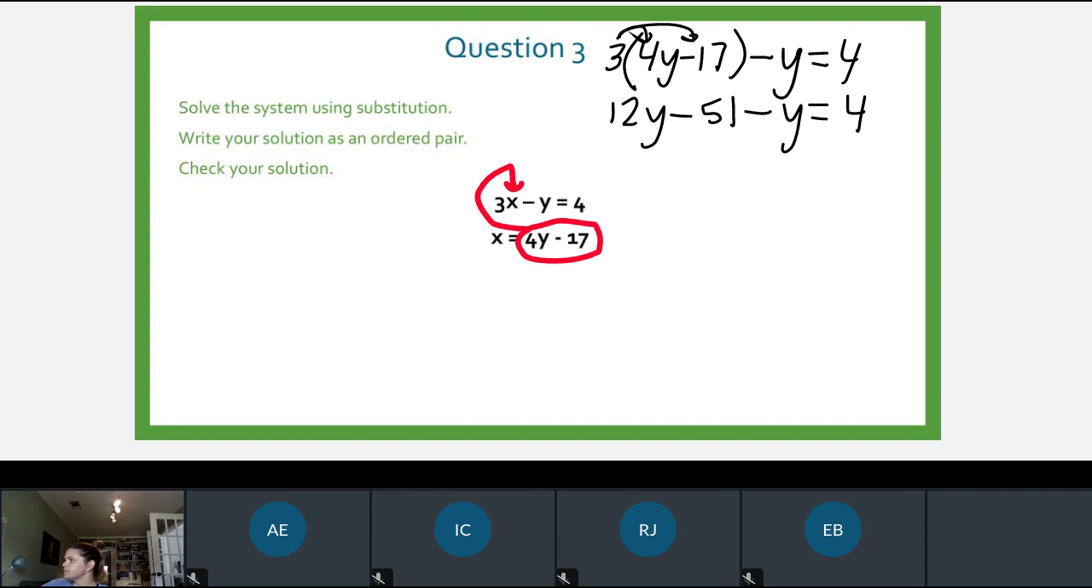All righty. Now I'm going to combine like terms. So I have 12y minus y. So 12y minus 1y would give me 11y. So I get 11y minus 51 equals 4.